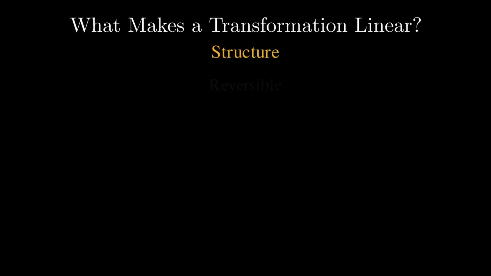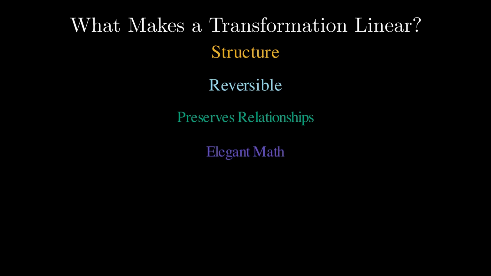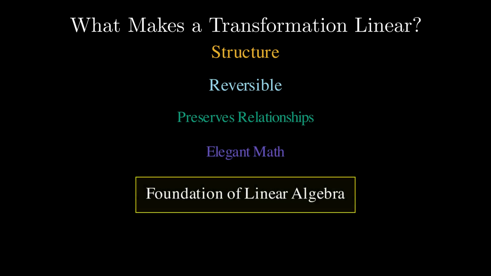So, why do these rules matter? Because they give linear transformations a kind of structure, one that we can understand, work with, and even reverse. They preserve relationships. They keep the math elegant. And most importantly, they form the foundation for almost everything else we'll study in linear algebra. If you can recognize a transformation as linear, you can analyze it, model it, and build on top of it.